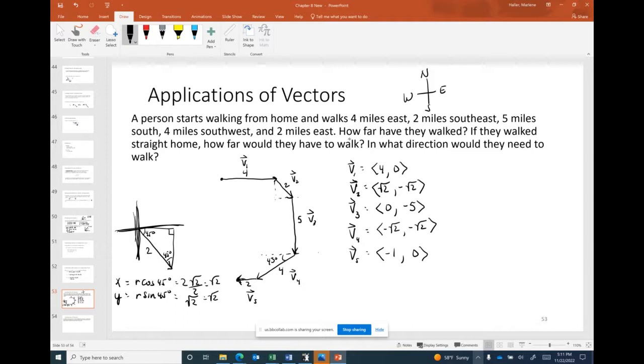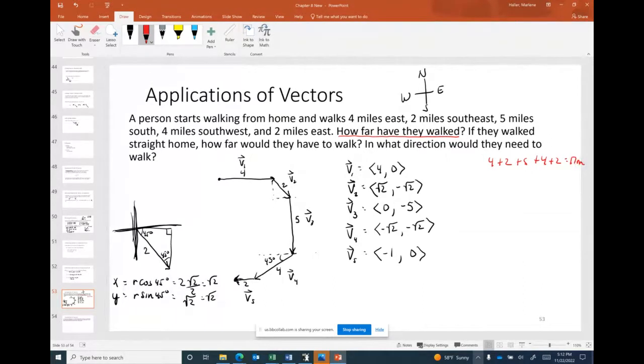Now, what are we answering again? First of all, just how far have they walked? So the total distance walked, we just want to add the magnitudes of the vectors. Let's do that maybe in red. How far have they walked? Add magnitudes. So that's just going to be 4 plus 2 plus 5 plus 4 plus 2, or what is that, 6, 11, and 6. They've walked 17 miles. So that's how far.